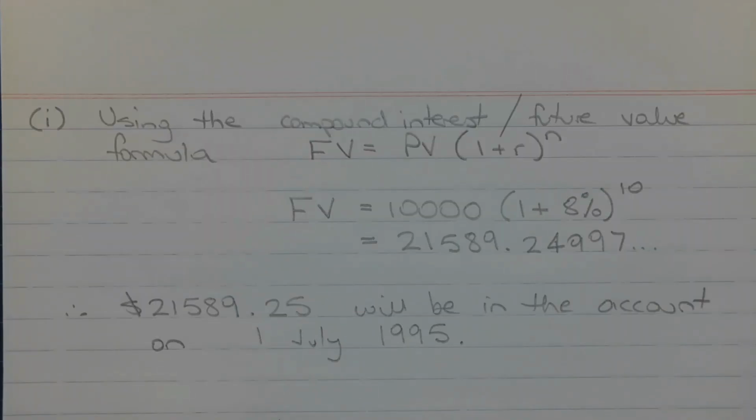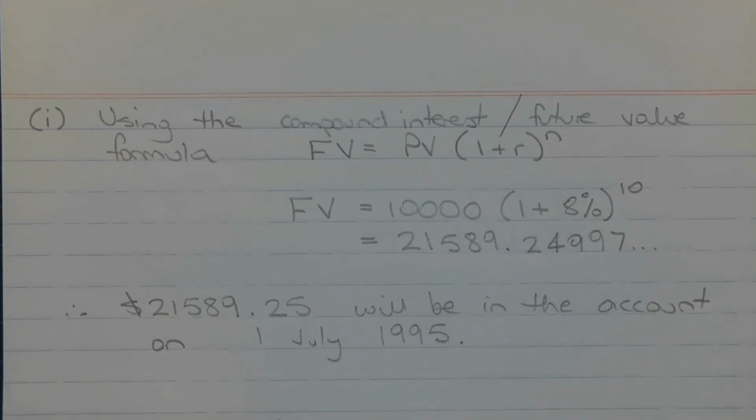The question is asking for the amount in the account, or the future value of the account, 10 years after the deposit is made. Now, the deposit is made on 1 July 1985, and we want to find out the amount in the account on 1 July 1995, and that's where we get the 10 years from. So using the compound interest or future value formula, that is, the future value FV is equal to the present value PV times (1 plus r) to the power of n, where PV represents the principal or the amount invested, which is $10,000.